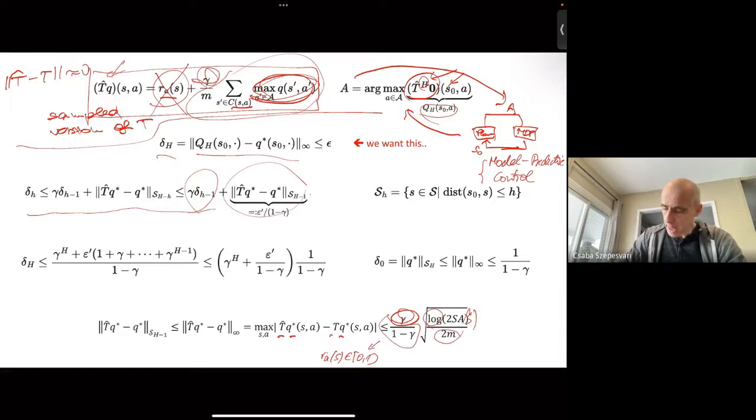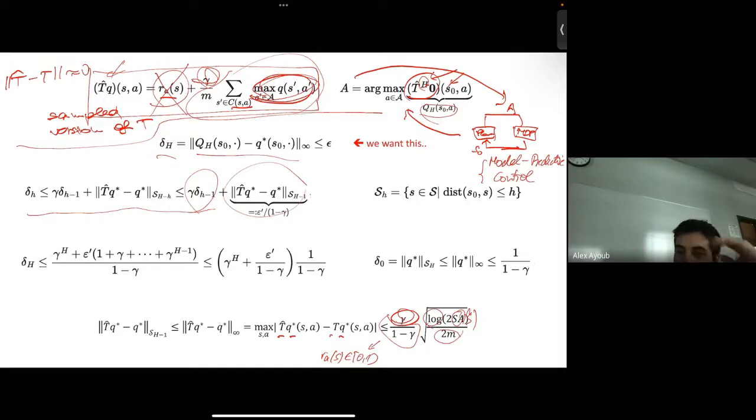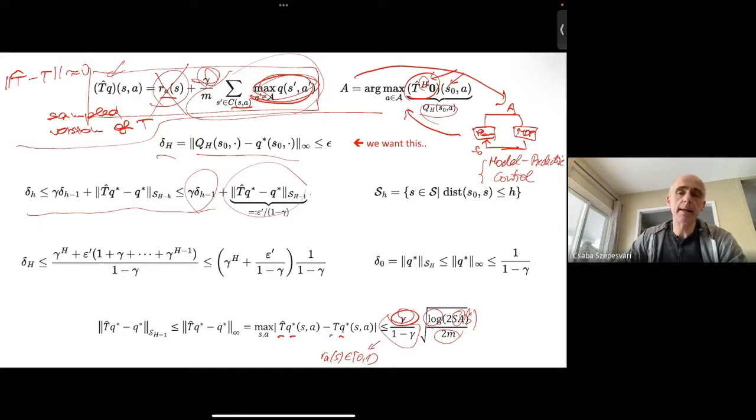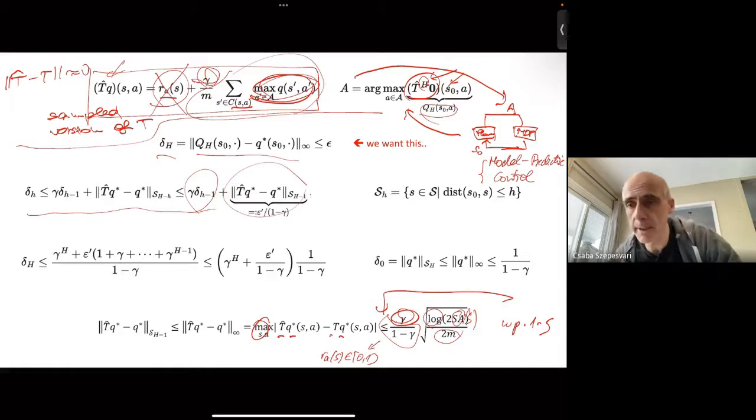So why do we have this SA? I was just going to say, the argument holds with probability 1 minus zeta. This inequality holds with probability 1 minus zeta. This last one, for this we use Hoeffding's inequality, and we have to use it SA times because we are taking the maximum deviation over all possible state action pairs, and there are SA of those.